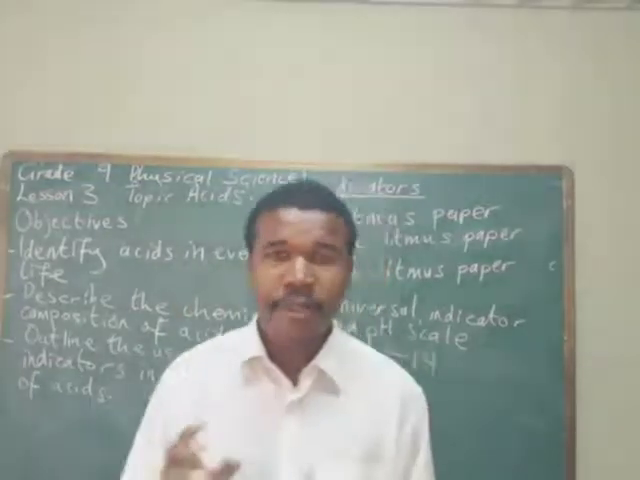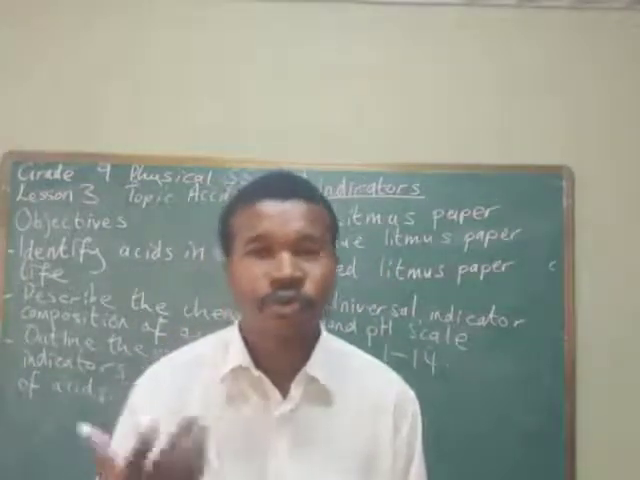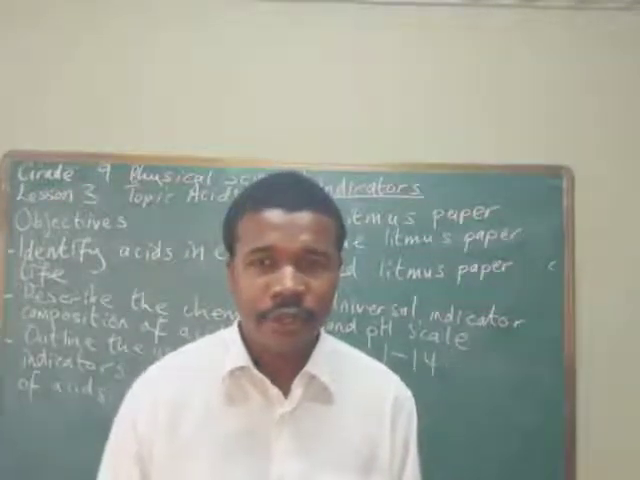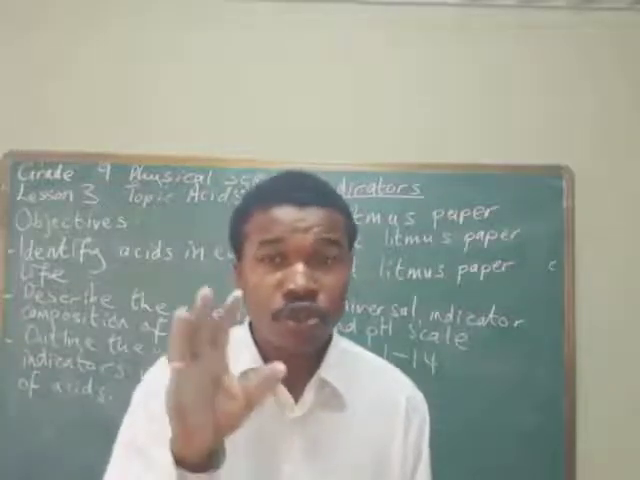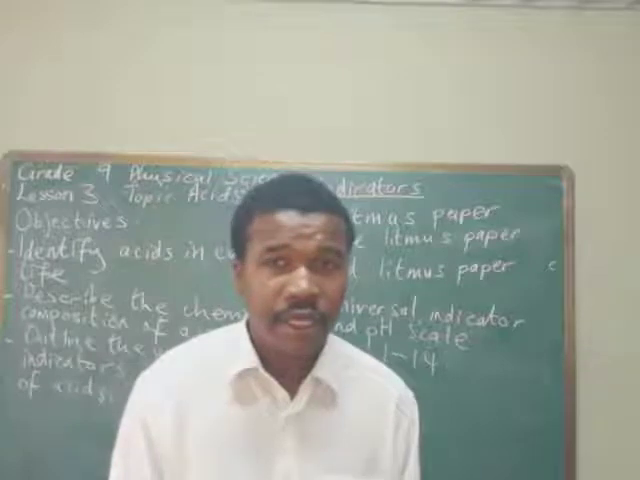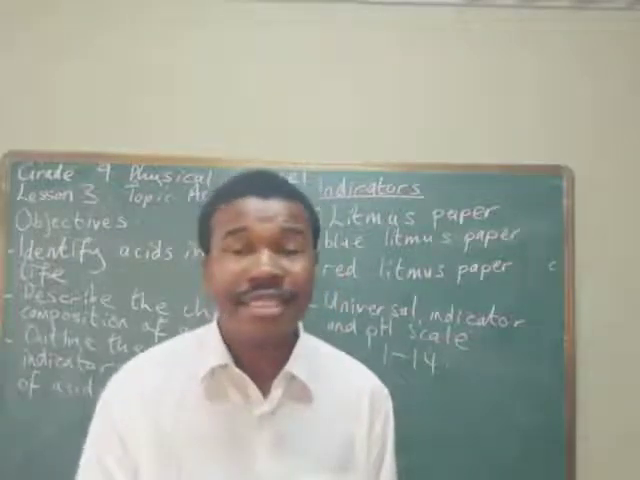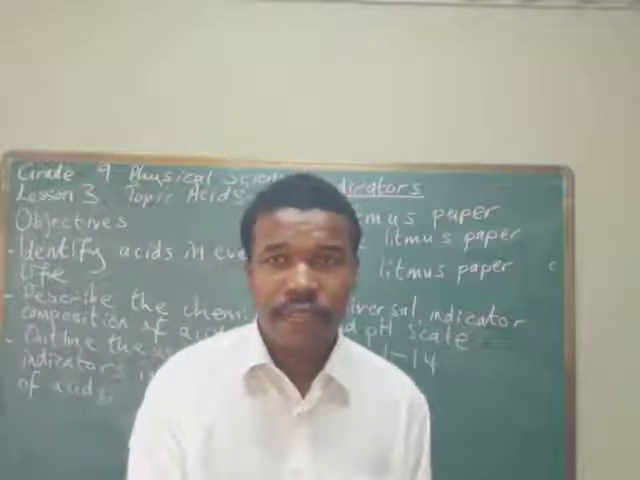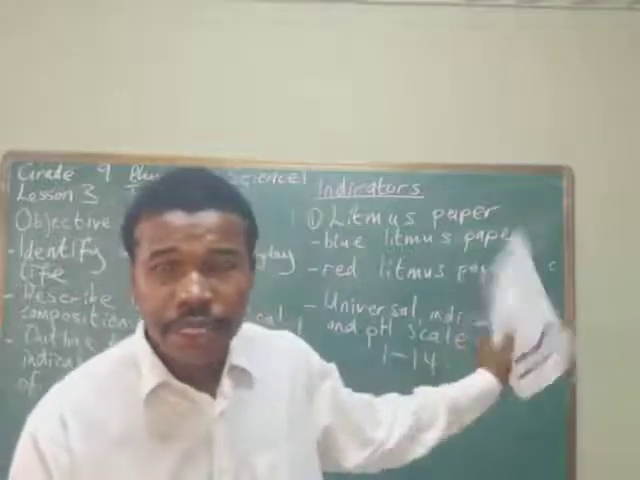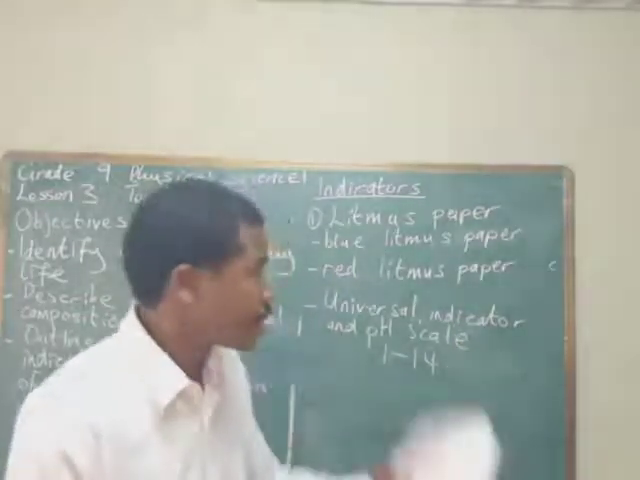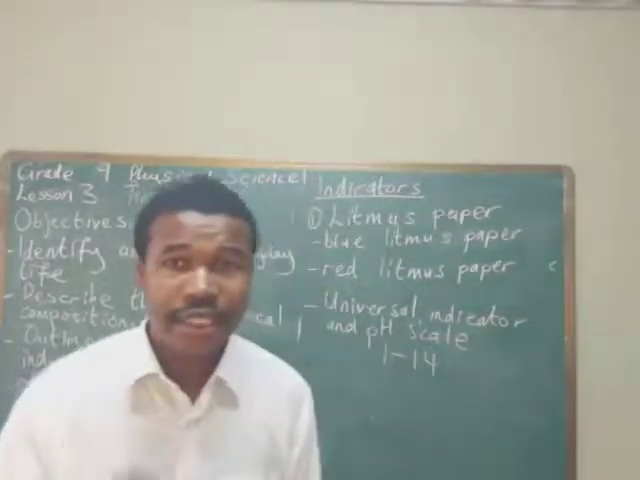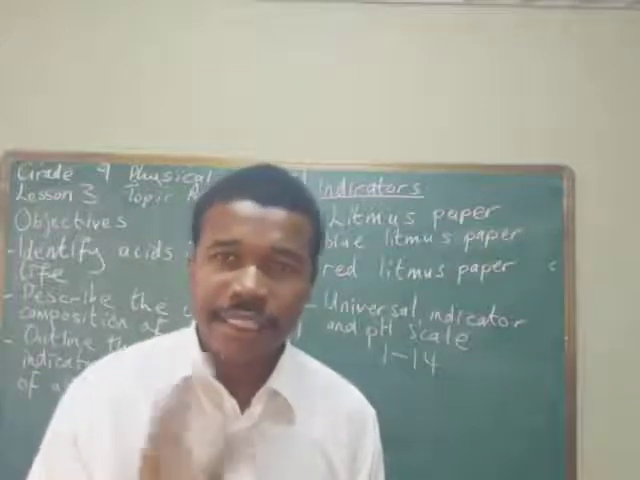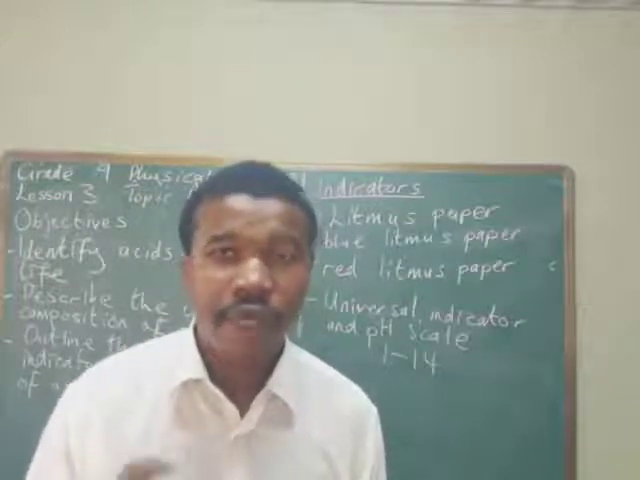Like I was saying, we have chemicals that we use to identify acids, and these are known as indicators. You should be able to define the term indicator: a substance which is used to determine the acidity or basicity of a substance. This is a chemical. We'll look at the different indicators, but just know that an indicator is a substance that can be used to determine the acidity or basicity of an unknown substance.